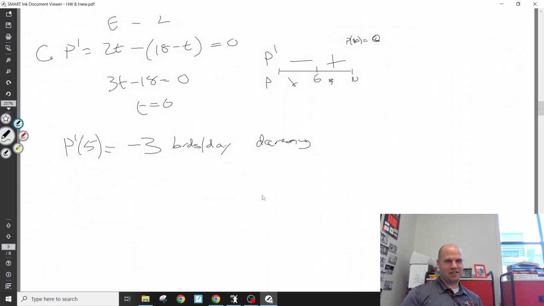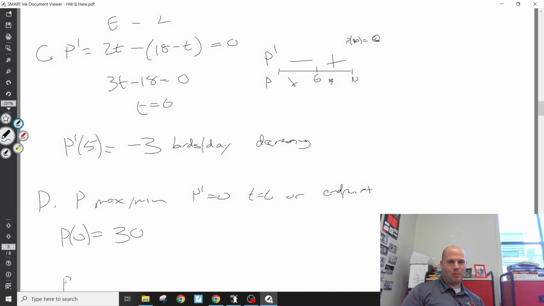What was the amount of birds in the house of maximum minimum? Okay, so P is going to be a max or a min when P prime equals 0, that's at t equals 6, or an endpoint. We already know P of 0 is 30. We already know P of 10, that's 0. Let's find P of 6. It's going to be a negative number.